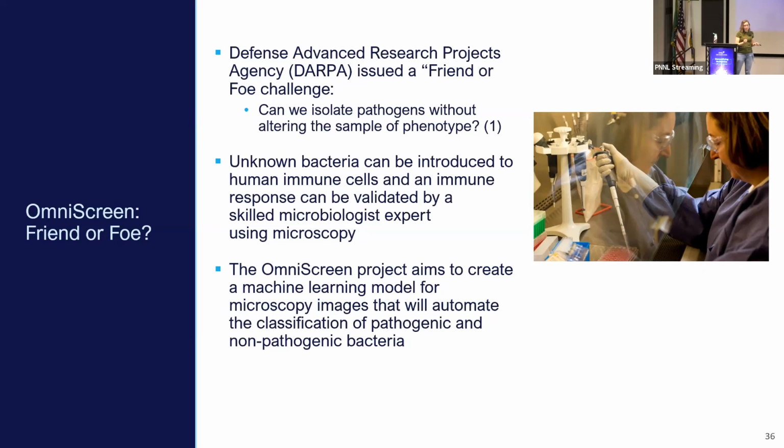But the human immune response is finite and we understand it decently well. So by using that as your marker of is the immune system being activated in this cell line culture, we can take microscopy images and evaluate, is this bacteria that's being challenged, so introduced to the human cell line, activating that immune response? This project was called the OmniScreen project, and they did use machine learning in it.